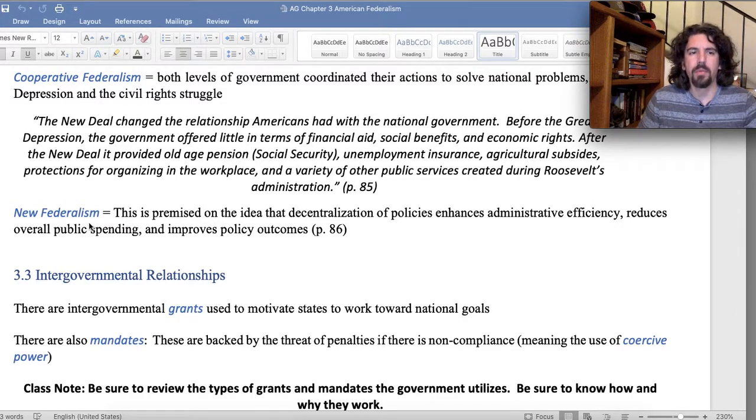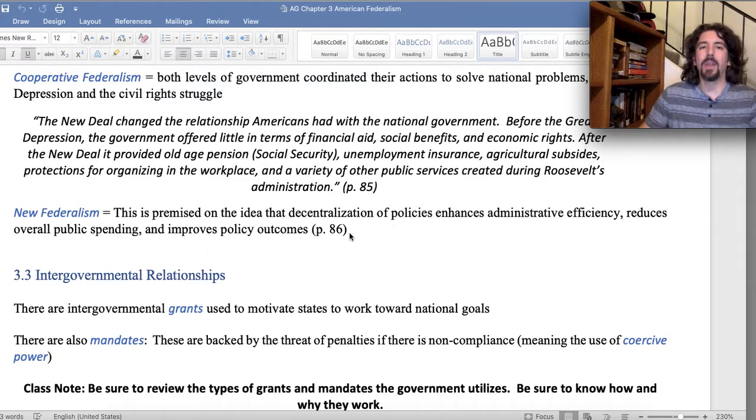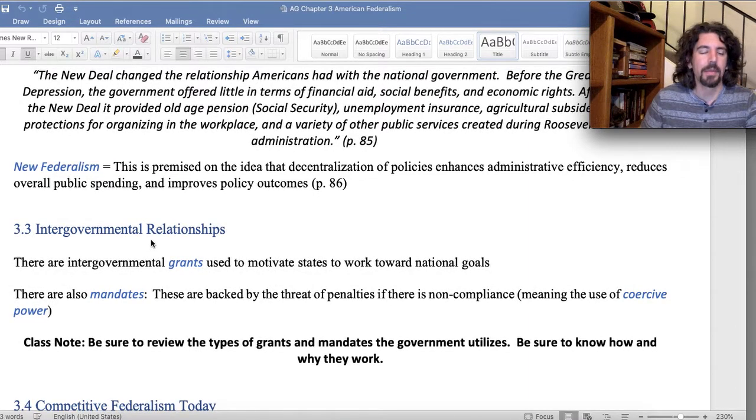And so Nixon and Ronald Reagan instituted this new federalism where the premise is the idea that decentralized policies enhance administrative efficiencies, reduce overall public spending, and improve policy outcomes. So again, this might not seem relevant to us, but now because of all this COVID stuff, especially if you're a parent and have kids going to school, this idea of school choice, where the government gives you essentially a stipend or your allotment of tax money to send your kids to whatever school they want, whether it's the school across the street in a better neighborhood, Beverly Hills, or partially helping fund a private school, is an example of new federalism that we're probably going to be arguing about when these debates happen in a couple of weeks.